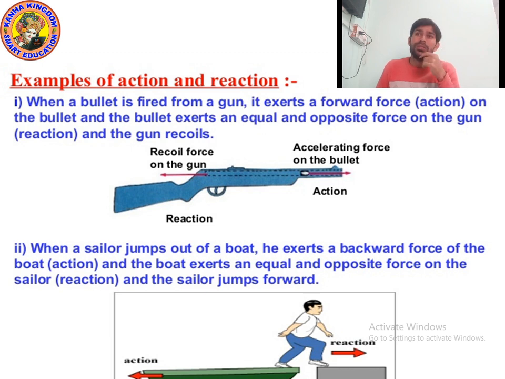So when a bullet is fired from a gun, the gun exerts a forward force on the bullet, and the bullet exerts an equal and opposite force on the gun, which is actually a reaction, and the gun recoils. Recoils means it goes back. So this is an example of Newton's third law of motion. Every action has an equal and opposite reaction.